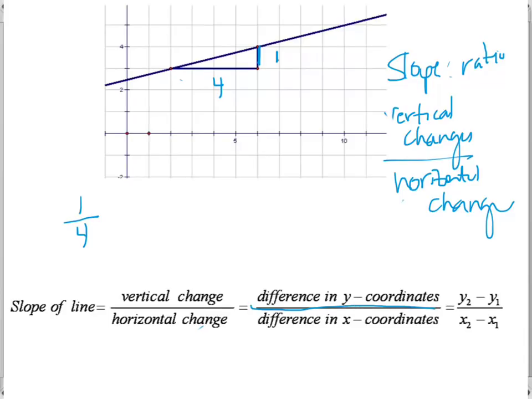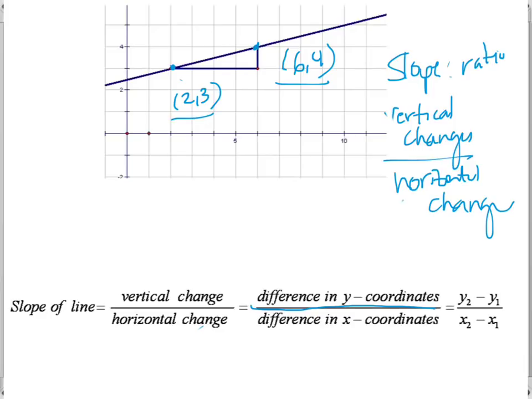So if I had two points, which I do up here, on this line, this point and this point, where this point right here is (6, 4) and the other point is (2, 3). You should be able to find the slope not only from a graph, but also from two points.